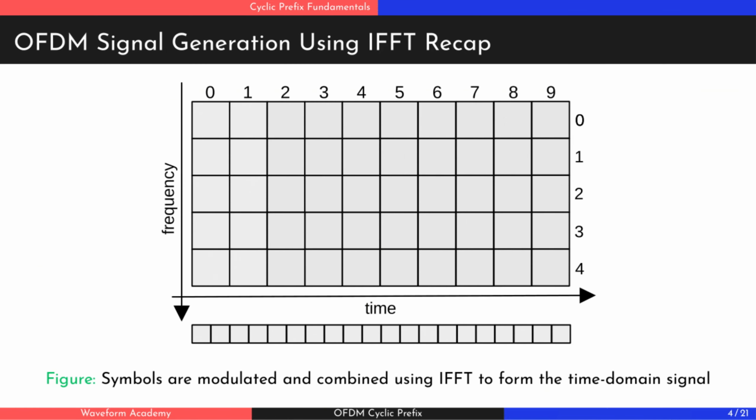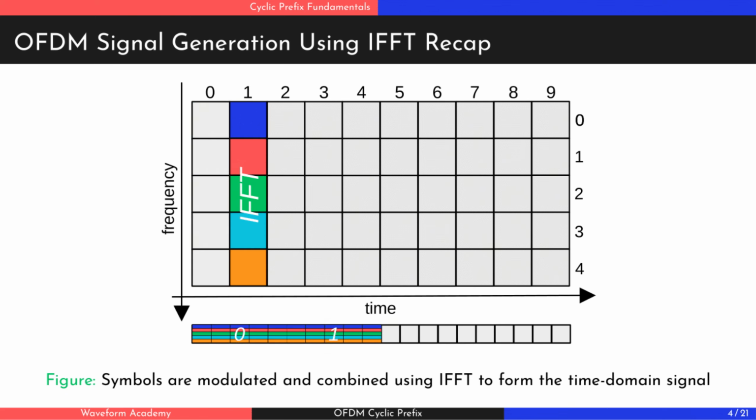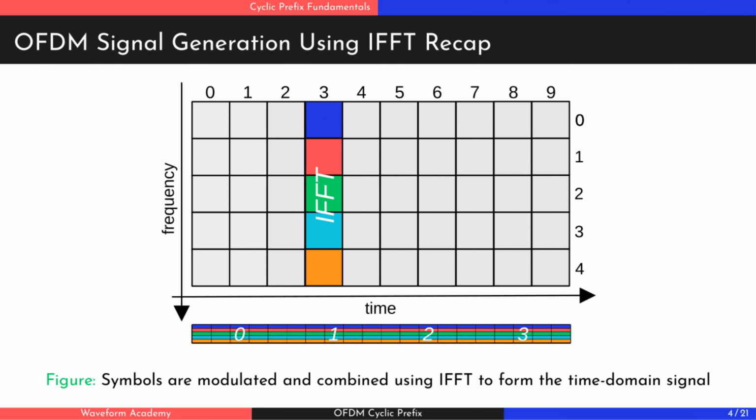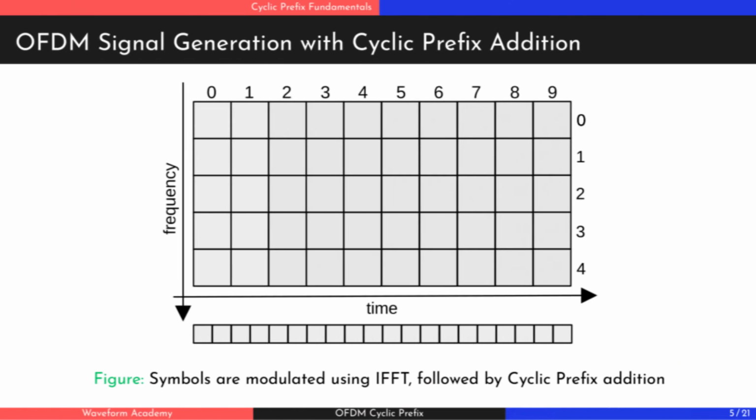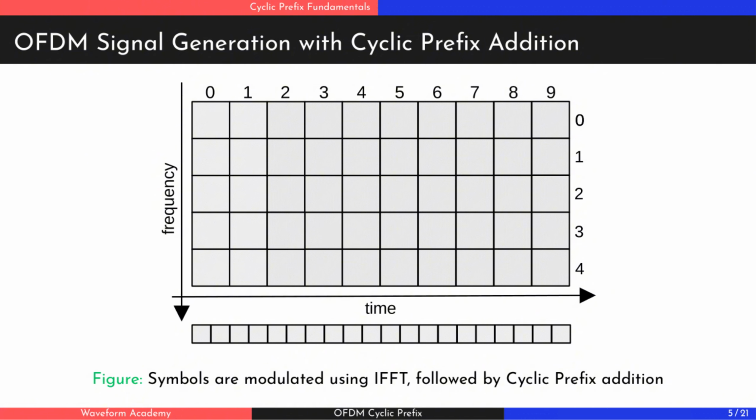In our last presentation on OFDM, we explored how the inverse fast Fourier transform, IFFT, is used to modulate QAM symbols from an OFDM grid. We saw that each OFDM symbol is processed sequentially, generating time-domain waveforms that are then concatenated together to form the final OFDM signal. However, there's one crucial step in the modulation process that we skipped last time.